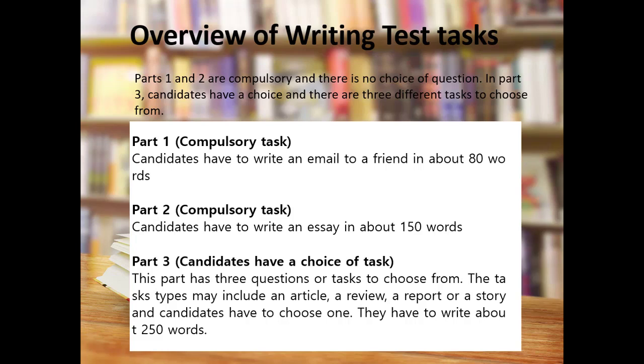And finally, part 3, it is also a compulsory task. The only difference is you have a choice of tasks. Okay, this part has three questions or tasks to choose from. The task types may include an article, a review, a report, or a story. So you have to choose only one, then you have to write about 250 words.